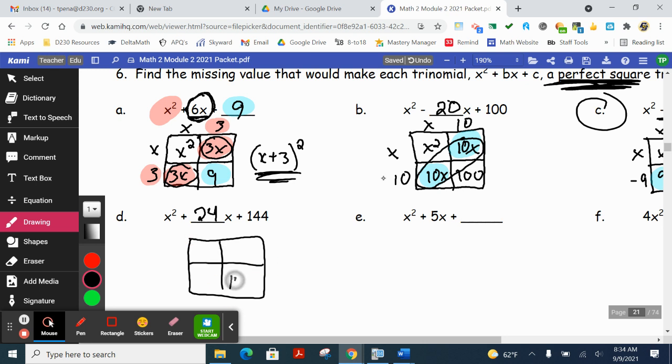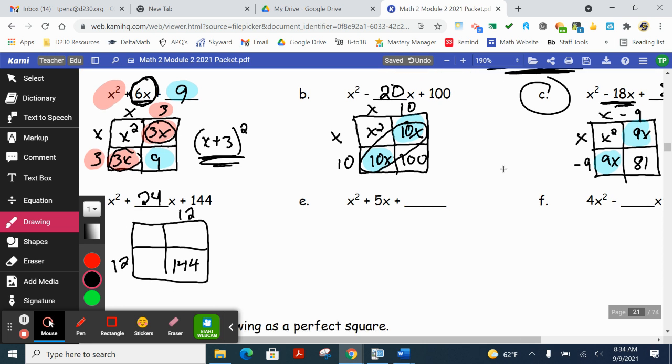Because if this is 144, the only way that these could have been the same and multiplied to be 24 is if I had a 12 and a 12. And then the 12 and the 12, add those up, should be your 24. Okay? All right, now let's see who's clever. Letter E. Do letter E.